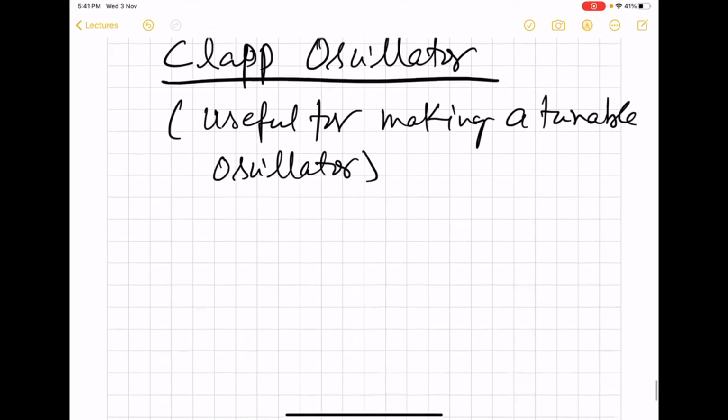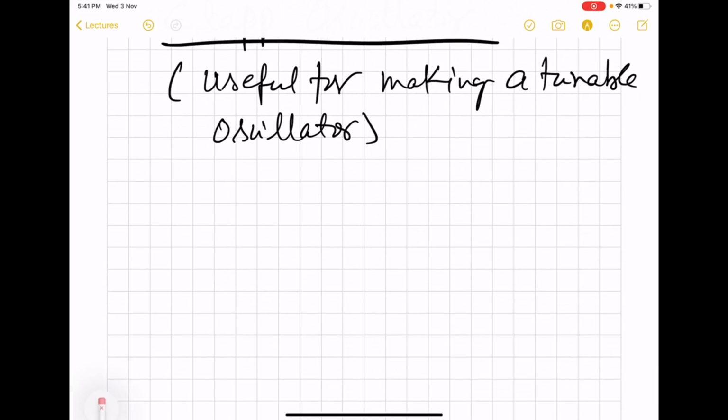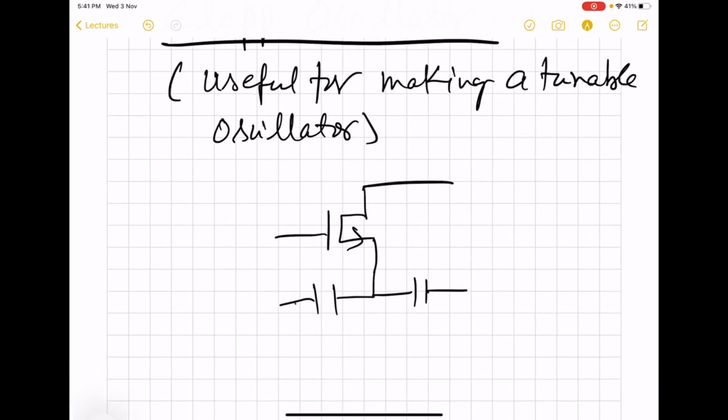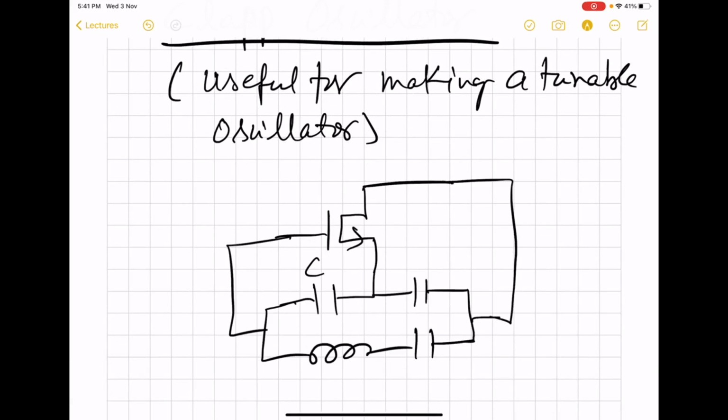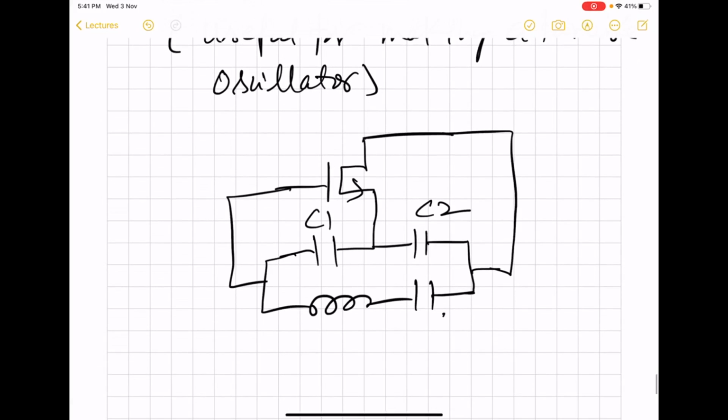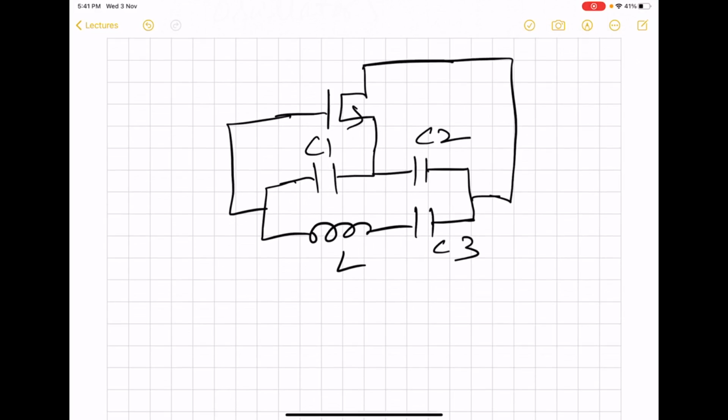So this is used to make a tunable oscillator. Here we have a scenario quite similar to that of the Colpitts, except that we have one more capacitor in series with the inductor. So now we have a total of three capacitors, C1, C2, C3, and L. Here C3 is made variable when we want to change the oscillation frequency.